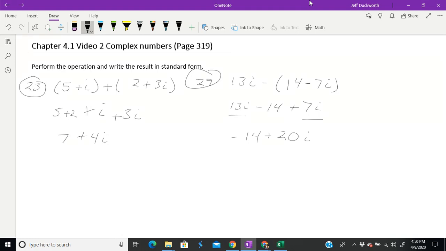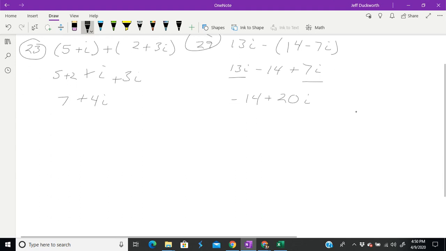Let's do a couple of them in multiplication as well. So the next group, they all appear to be multiplication of some sort. So we'll do a couple of those. Let's scroll down a little bit, and let's do 33. That one's not too bad. So 12i multiplied by the quantity 1 minus 9i.